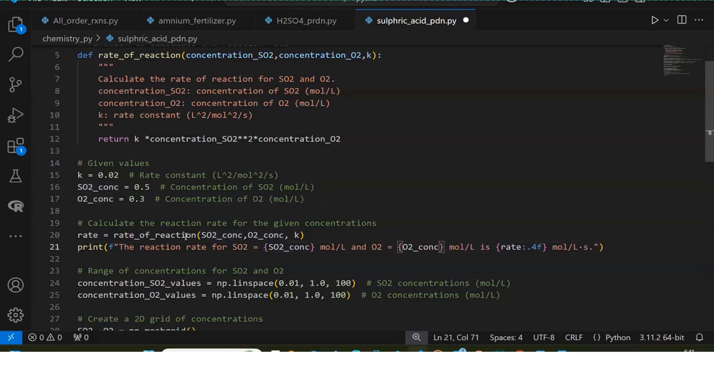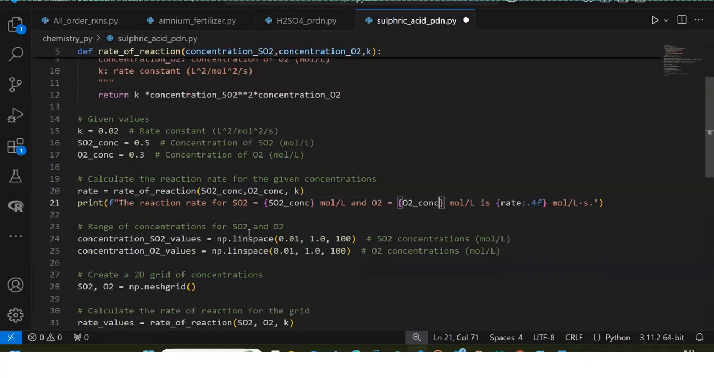Okay, we are saying that the reaction rate for the concentration of sulfur dioxide equal to this, that for oxygen equal to this, and of course, we are saying that the reaction rate is going to be a float in 4 significant figures. So what else do we need?